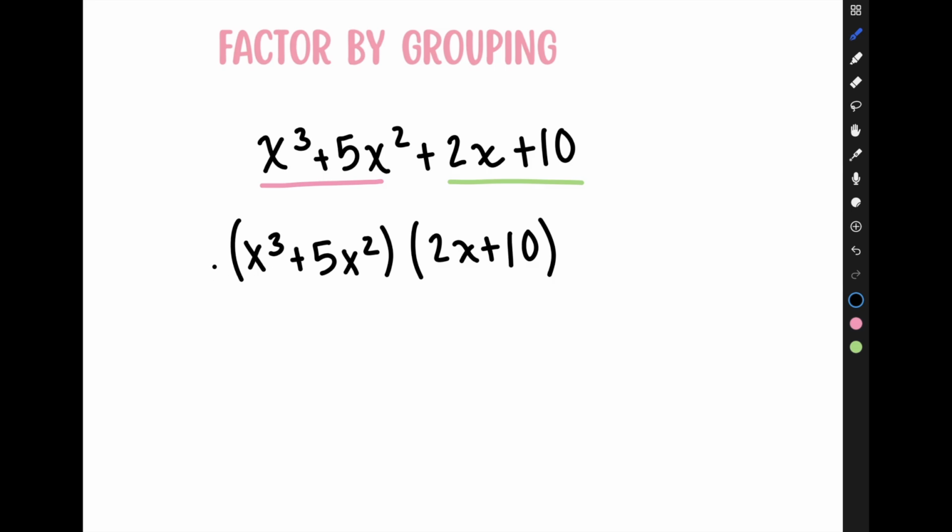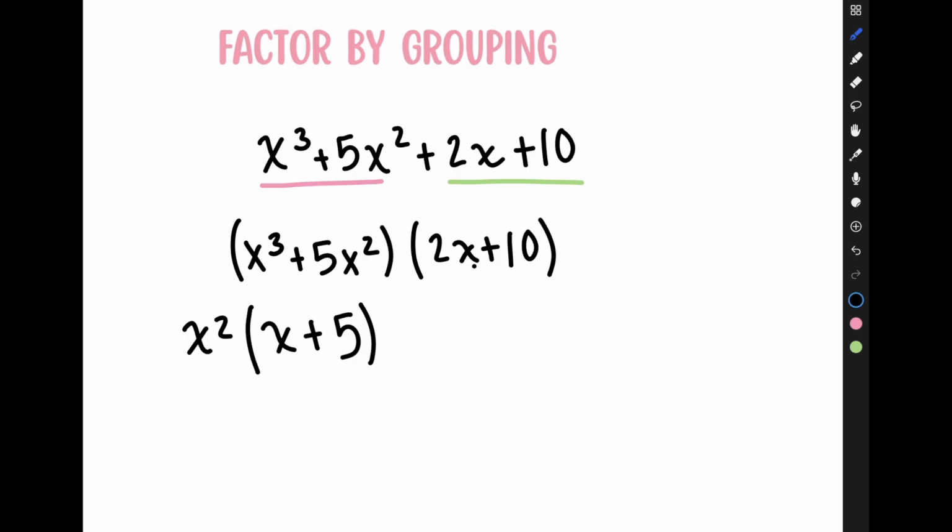So what is the greatest common factor in this first parentheses? Well, we know that they both have 1, and they also both have x squared. So what we can do here is we can take x squared out of that parentheses, and then inside we're going to be left with x plus 5. What about this here? What is the greatest common factor?